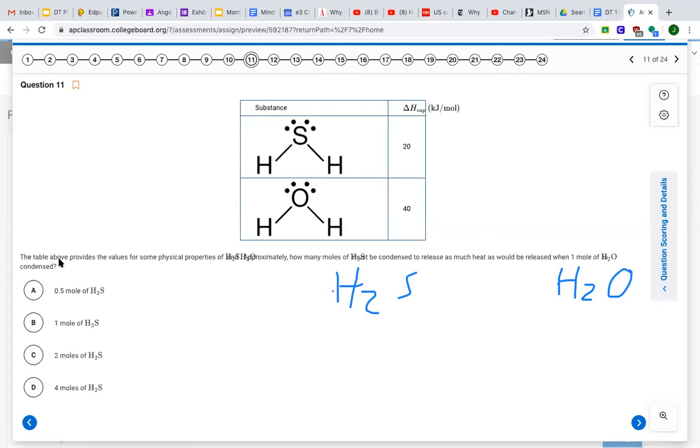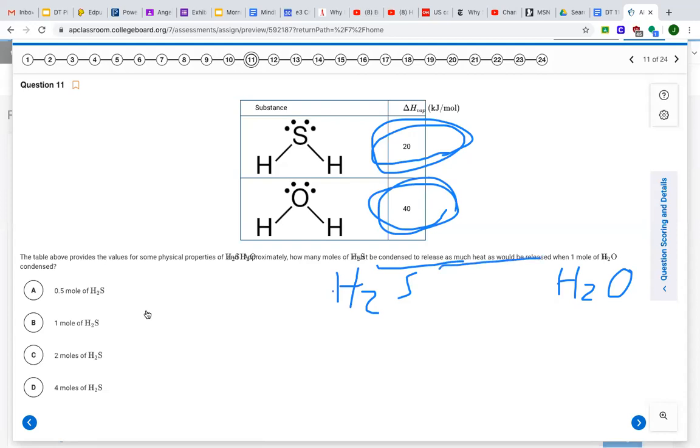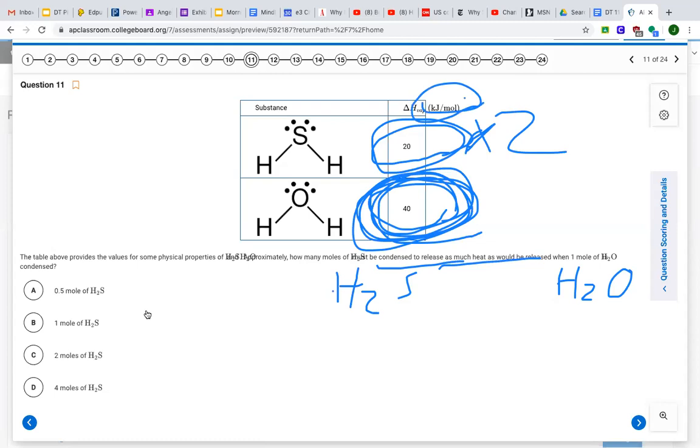Okay. So the table above provides the data. So guys, what do we get for the answer for this one? On the count of 3: 1, 2, 3. C. B. Some of us got B. Okay, look, the delta H for vaporization of this one is 20. So you have to condense it, so it's releasing energy. You need 2 moles of this to equal the energy released by 1 mole of water, because this is kilojoules per mole. So the answer is C.